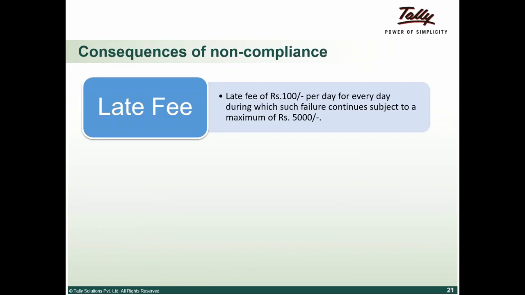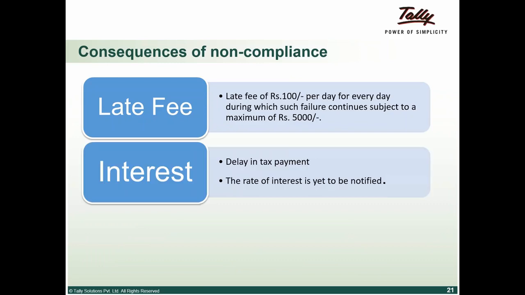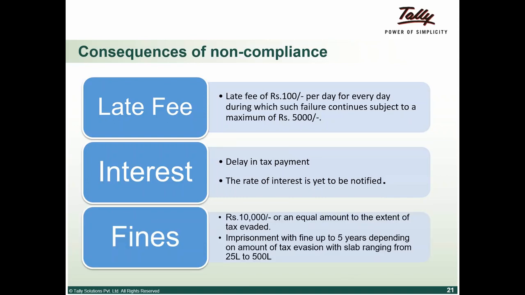Consequences of non-compliance. There's a late fee. It is 100 rupees per day for every day during which such failure continues, subject to a maximum of 5,000 rupees. Right? Interest: for delayed tax payment there is an interest, and the rate of interest is not yet notified. But the interest is going to be there for delayed tax payment.